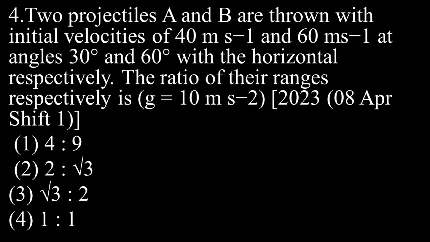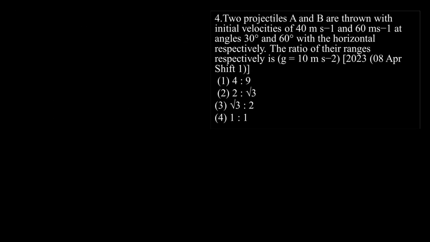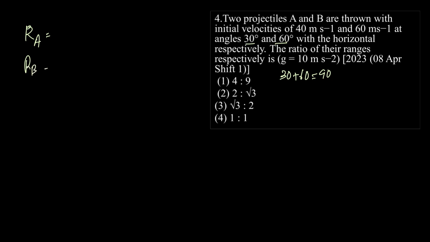Two projectiles A and B are thrown with velocities of 40 meter per second and 60 meter per second at angles 30 and 60 with the horizontal respectively. The ratio of their ranges is? Okay. So what we have here is two projectiles. The moment you see 30 and 60, you may take 30 plus 60 is equal to 90 and assume RA equals RB. No, that doesn't work here because this is not one projectile. These are two different projectiles. So RA and RB is what we have.